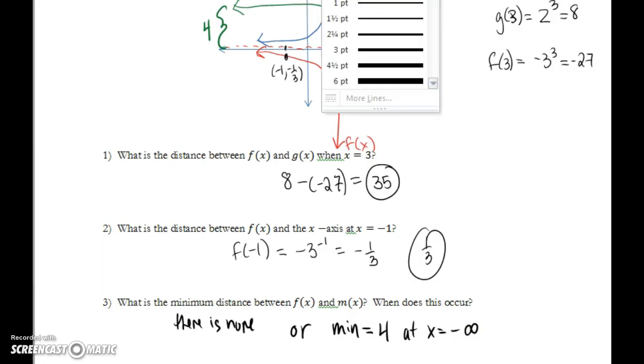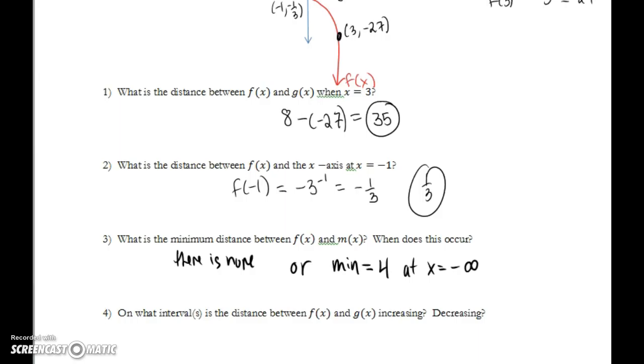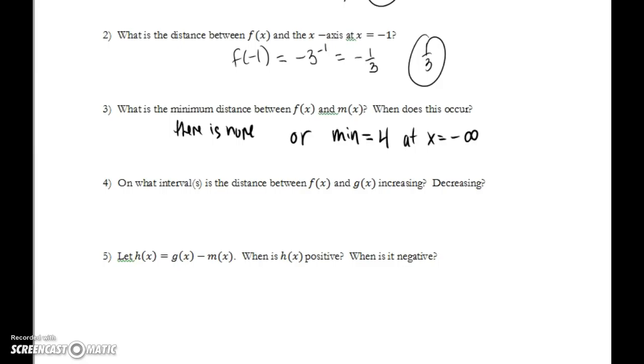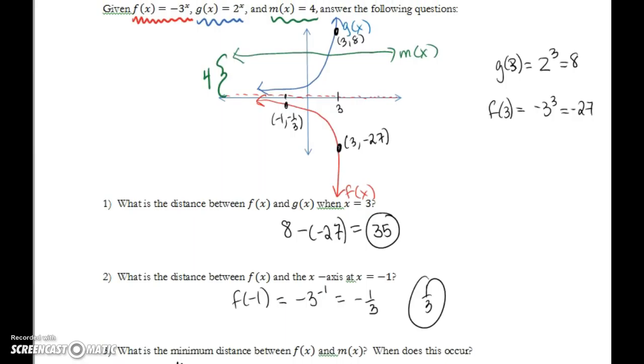All right, the next question says, on what interval is the distance between f of x and g of x increasing, and at what interval is it decreasing? So f of x and g of x are the red and the blue. And we read graphs from left to right. So as we read from left to right, let's start all the way on the left end here. What's happening to the distance between the two graphs? And you can see that the distance between them is getting bigger and bigger. And so the distance is always increasing.